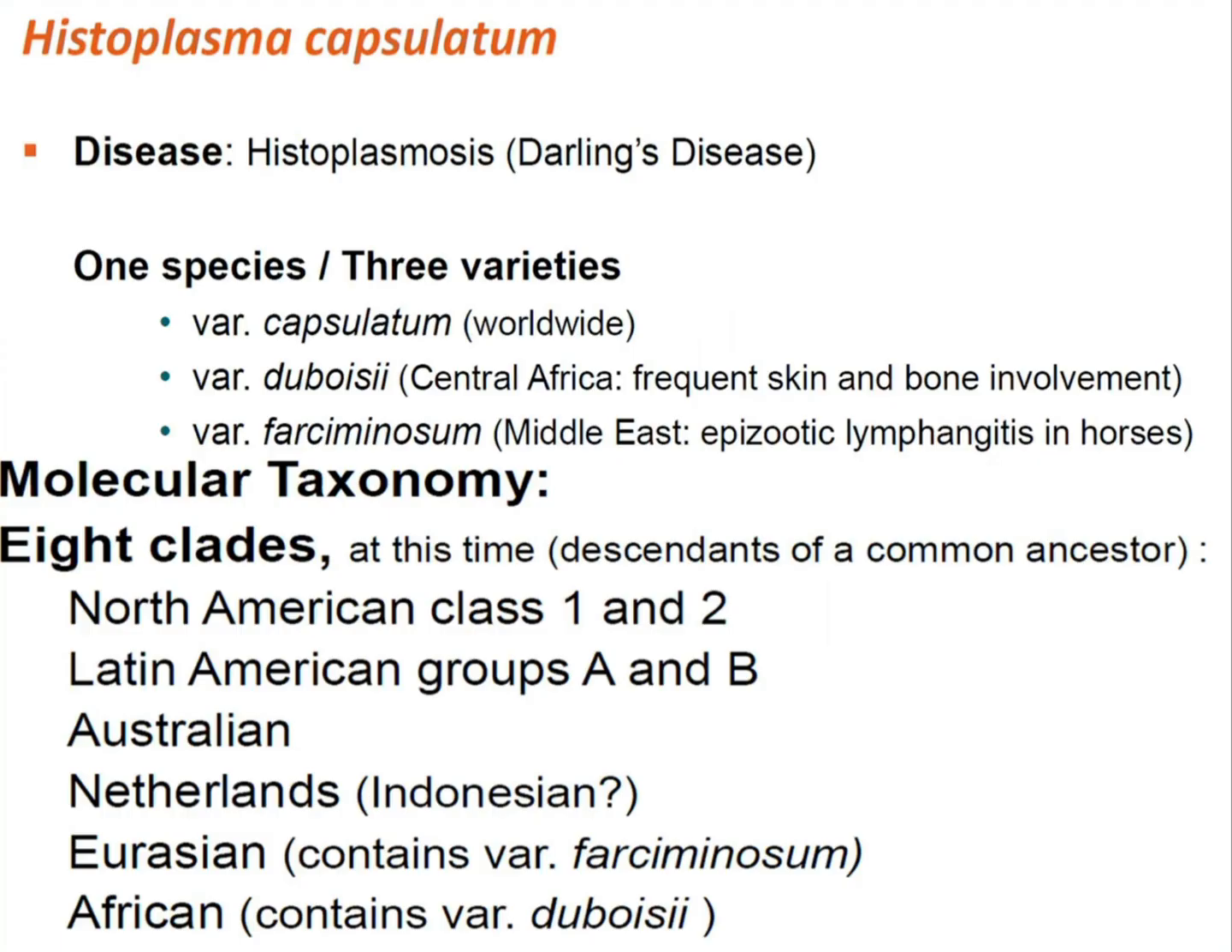Now, I told you the most common one is capsulatum, but in Africa, there's one called duboisii, and it likes to go to skin and bone, and the Middle East has its own. You don't really need to know the species, and we treat them fairly similar, but there are different species, as you can see, or at least varieties.